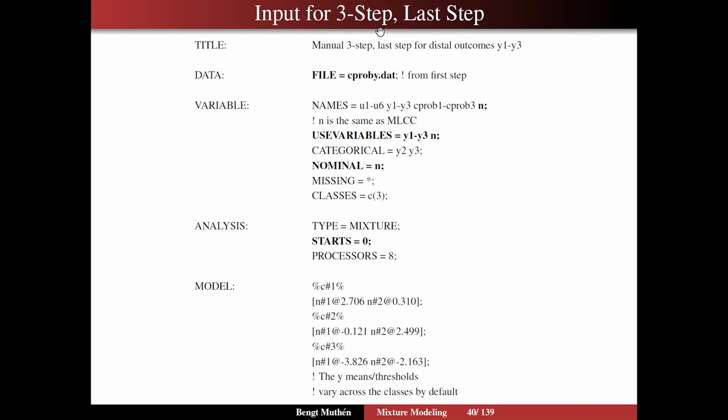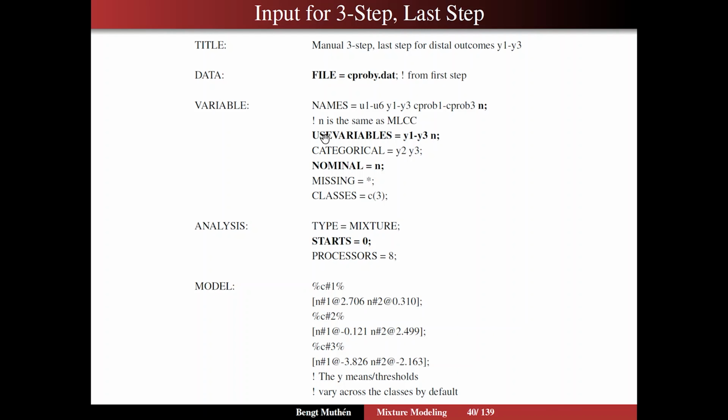So here we have input for 3-step, last step. And now the data file that we work with is no longer the original data, but we work with CPROBY.dat from the first step. And that means that we have a new names list, which was shown then at the bottom of slide 38. And we then replace the name for the most likely class for variable C by the simple letter N. N standing for a nominal variable, but it's the same as the MLCC.